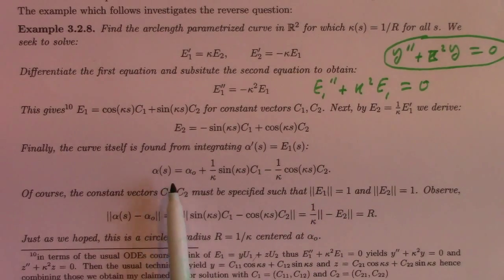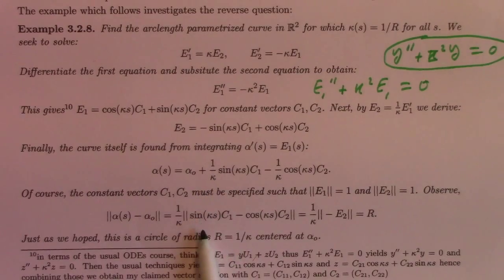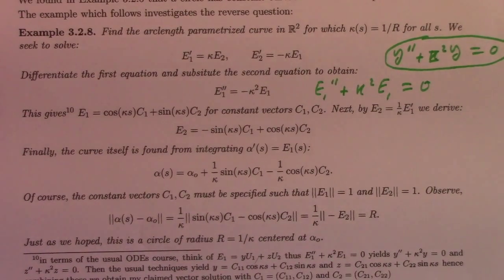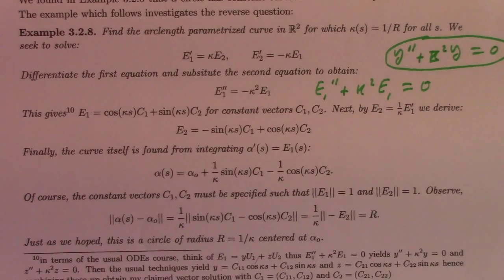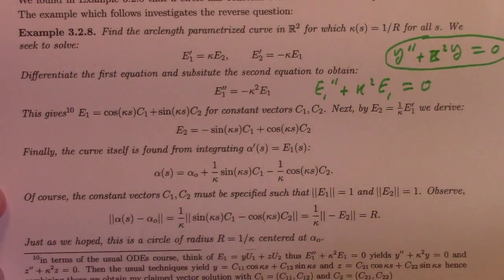But then you can identify alpha naught as the center of the circle, right? So the magnitude of alpha of s minus alpha naught will be 1 over kappa times the magnitude of this vector, but that vector is nothing more than the negative of E2, which we know has length 1. And so there you go, 1 over the curvature is equal to r, just as we'd hoped. So that's an example of how you can give, say, a constant curvature and solve the Frenet-Serret equations using methods of differential equations. Generally speaking, that's a hard pill to swallow.